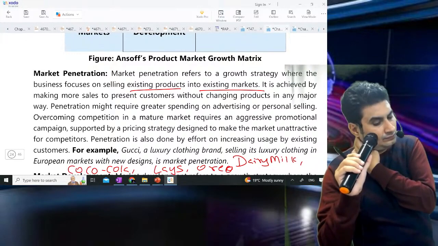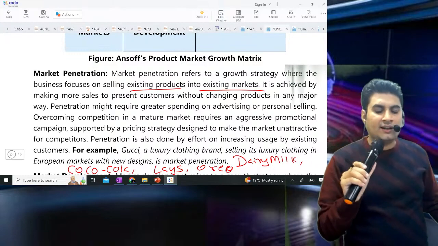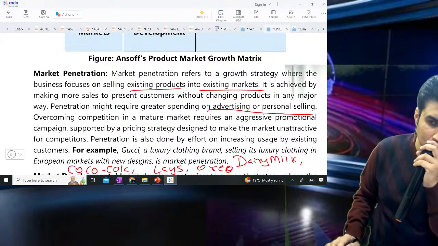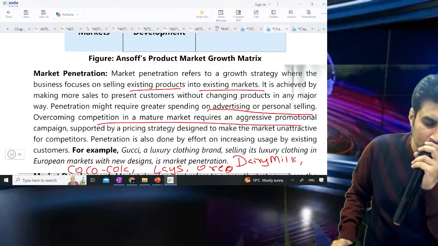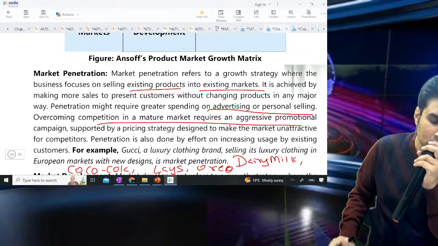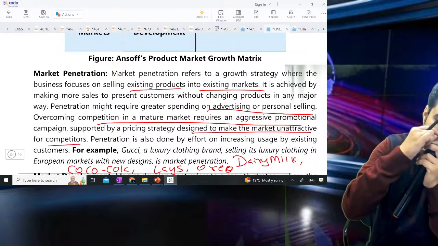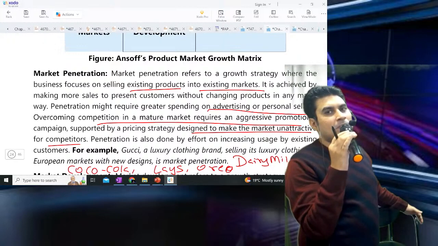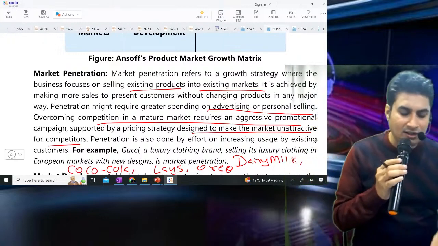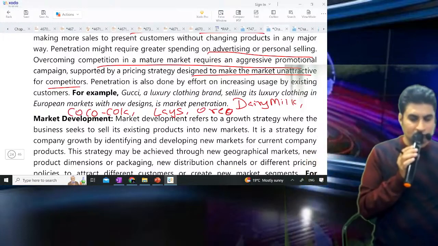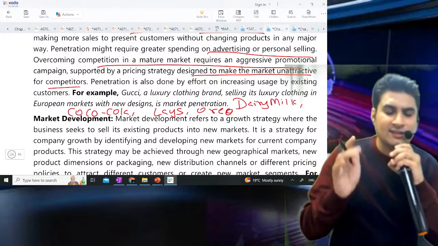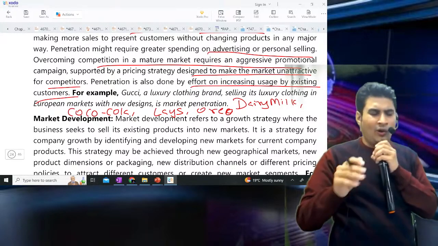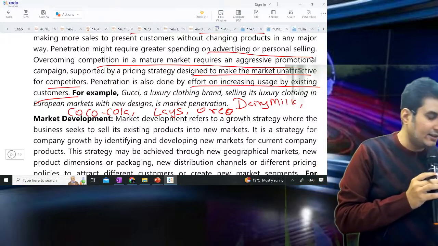Penetration might require greater spending on advertising. Underline. How can you do this? Greater spend on ads or personal selling. Overcoming competition in a mature market requires an aggressive promotional campaign supported by a pricing strategy designed to make the market unattractive for competitors. Example, Jio. Jio reduced the price so much that no one could enter. So you can either change the pricing or change the product a little. Penetration is also done by effort on increasing usage by existing customers. We have to focus on existing only. Keep on giving the same product to the same customer, with little change. They have written one example, Gucci. Will not read that. Next.